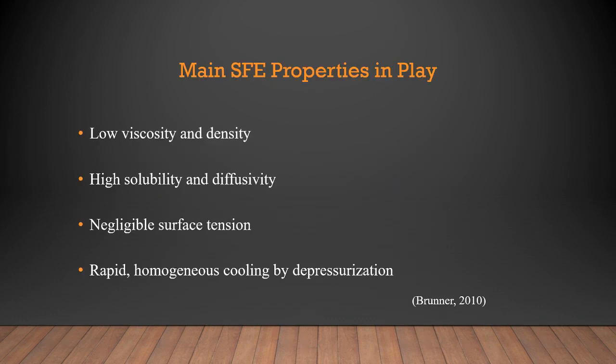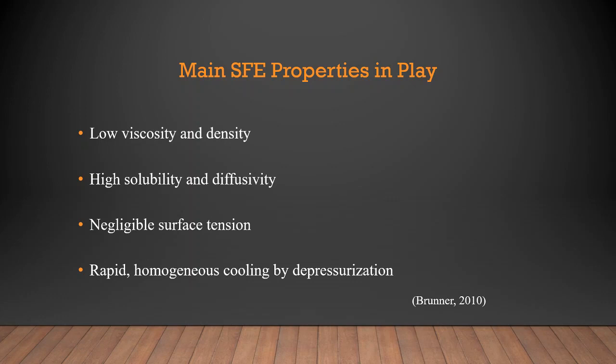So the main supercritical fluid extraction properties in play are low viscosity and density, high solubility and diffusivity, and negligible surface tension. These top three play an important role in the mass transport of SFE. The low viscosity and density allows for solution-based models to be used. High solubility and diffusivity are important for the ability of the fluid to permeate into the solids, so let's say coffee beans, and we'll talk more about that later. And then negligible surface tension plays an important role in being able to transport the components through this process.